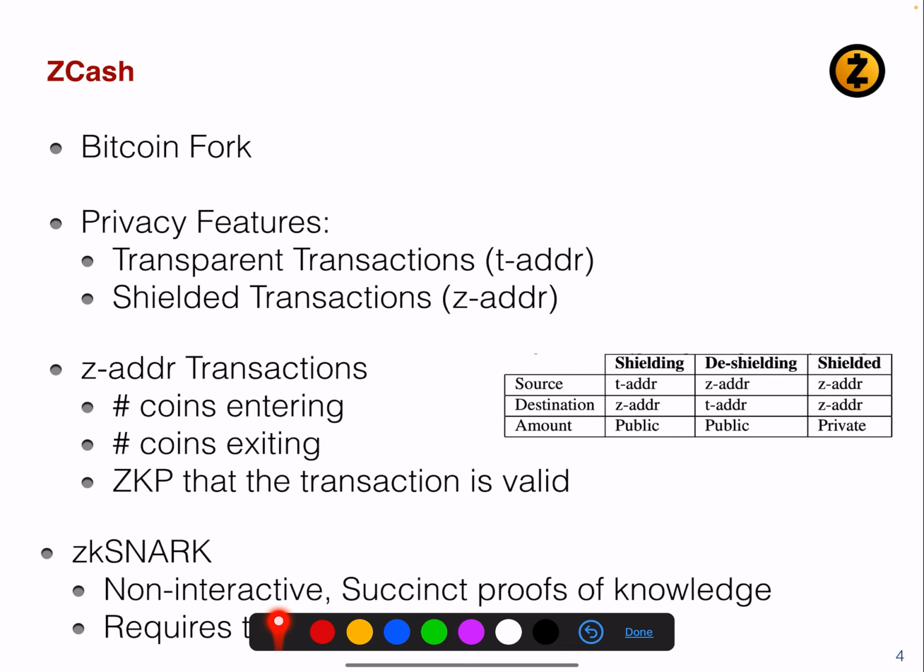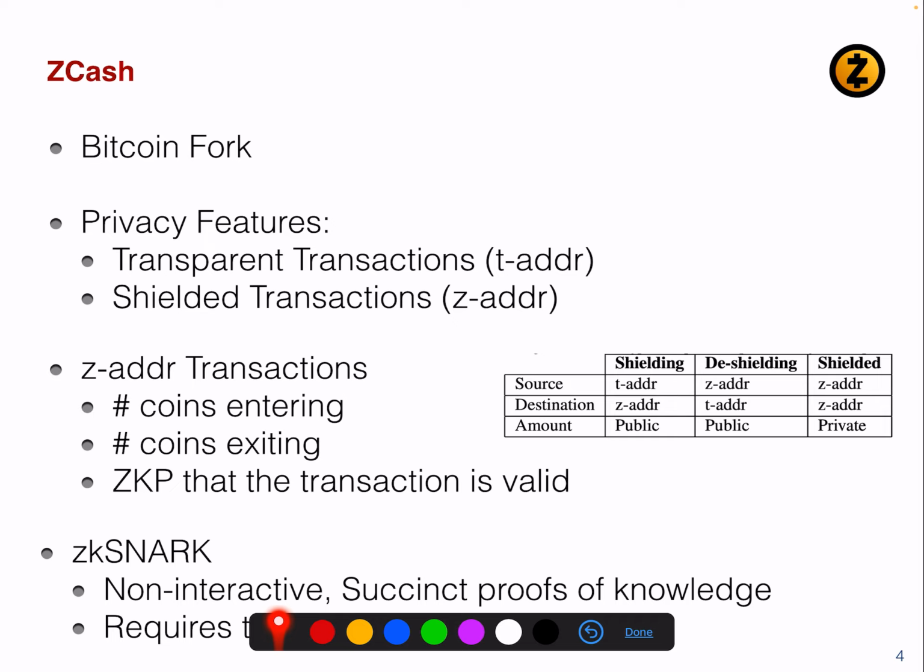So Zcash is a Bitcoin fork, so the same network layer, but additional privacy features were added. So in particular, we have the transparent transactions, or T addresses, and we have the shielded transactions. So transparent transactions are visible just as regular Bitcoin transactions. There's not really a big difference. And the Z transactions are basically the shielded ones.